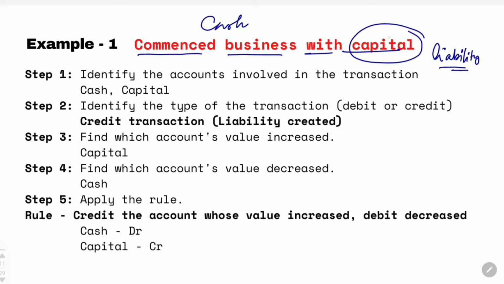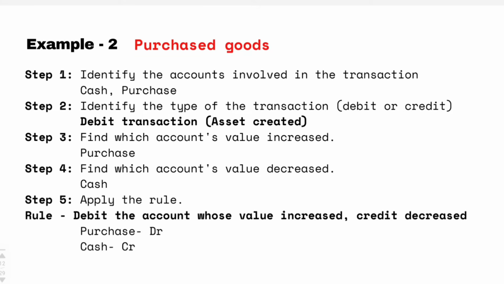Which account's value increased? The capital account's value increased, right? The value in capital account increased because of my transaction. So the account whose value increased is capital. So naturally, the account whose value decreased will be the cash account, because those are the only two accounts involved in the transaction. Now, what is the rule? For a credit transaction, the account whose value is increasing, we have to credit it, and the other one should be debited. So capital will be credited, cash so automatically will be debited. Easy? Found the rule? Now, let's go and look at another example.